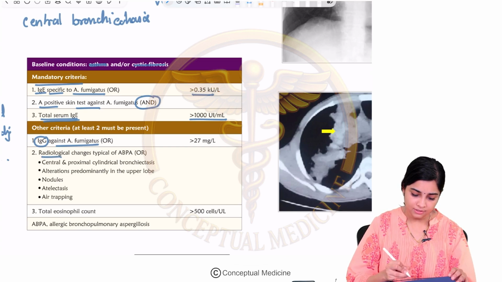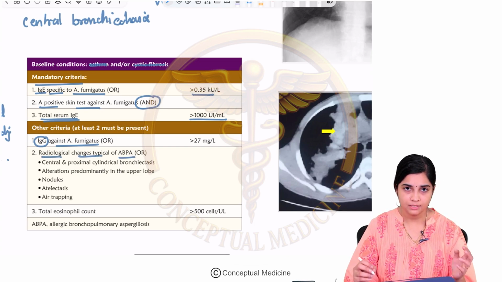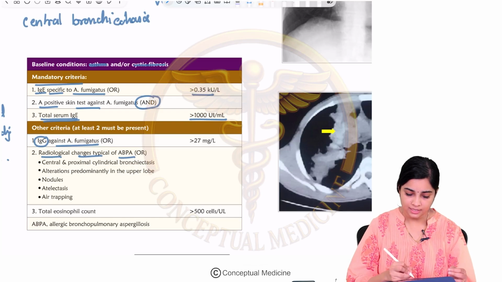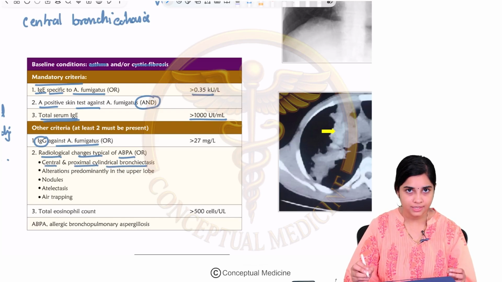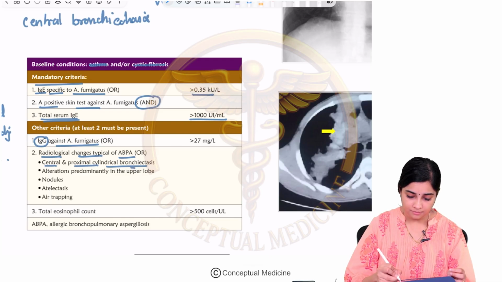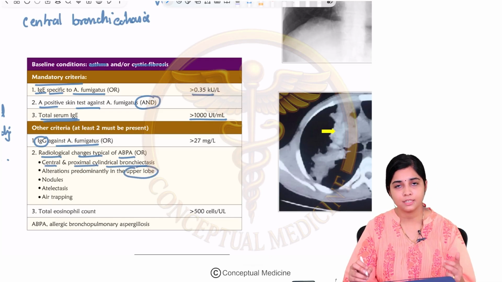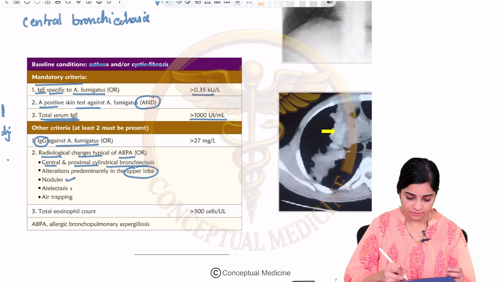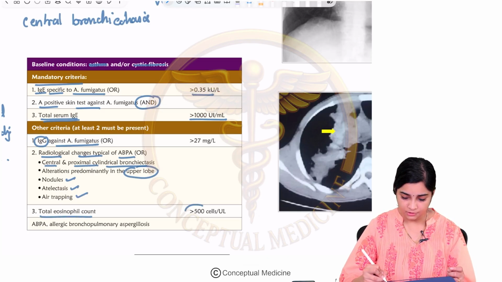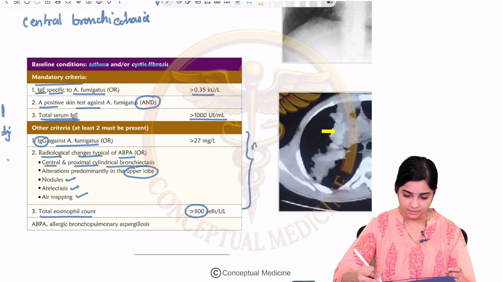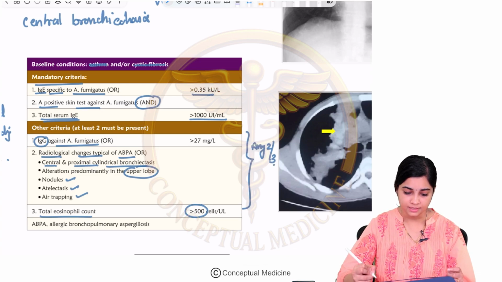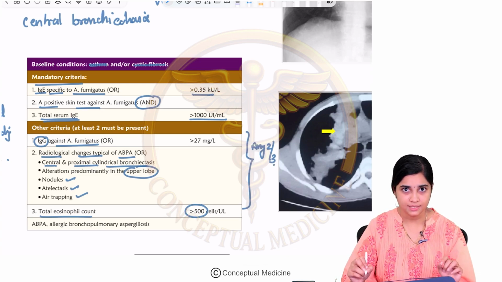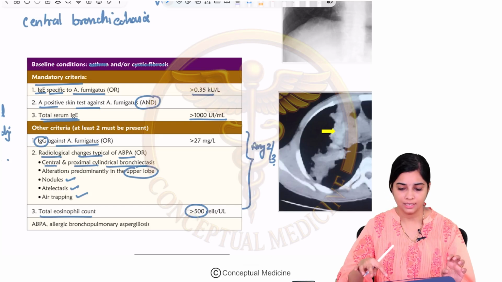Then radiological changes for ABPA are present. What are the radiological changes? Presence of central and proximal cylindrical bronchiectasis, with alterations predominantly involving the upper lobe. Cystic fibrosis, ABPA, all of these cause upper lobe bronchiectasis. Presence of nodules, atelectasis, air trapping. Then the third criterion is eosinophil counts more than 500. So if any 2 of these 3 are present, and the mandatory criteria are present, then you diagnose the patient as ABPA.